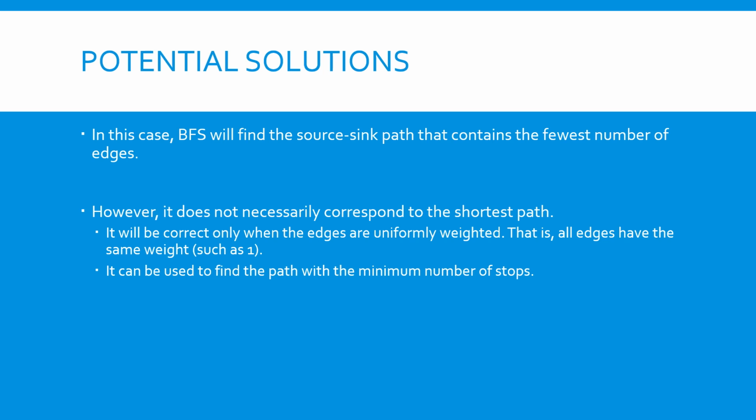However, even if a path has the fewest number of edges, it may not be the shortest. For example, the BFS path costs $36, but the shortest path that goes from LA to Phoenix, Kansas City, and Orlando only costs $35. Thus, BFS does not guarantee the shortest path unless all edges have the same weight. On the other hand, BFS will be helpful if we want the path that contains the fewest edges.